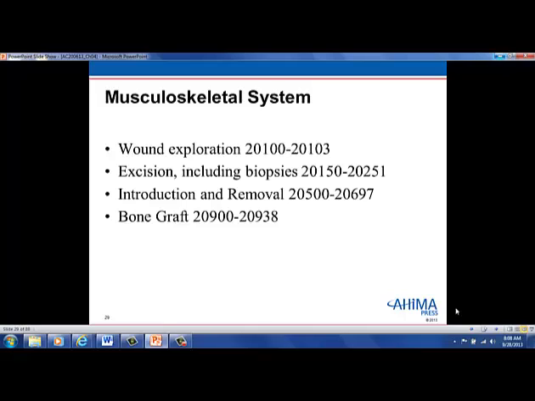Introduction and removal codes are commonly used for either aspiration or removal of fluid or injection of medication into a joint or ganglion cyst. The codes are specific to the size of the joint involved. Some practices may use codes for injecting tendons and muscles. Specific codes are provided for carpal tunnel, as well as some trigger points and other procedures.